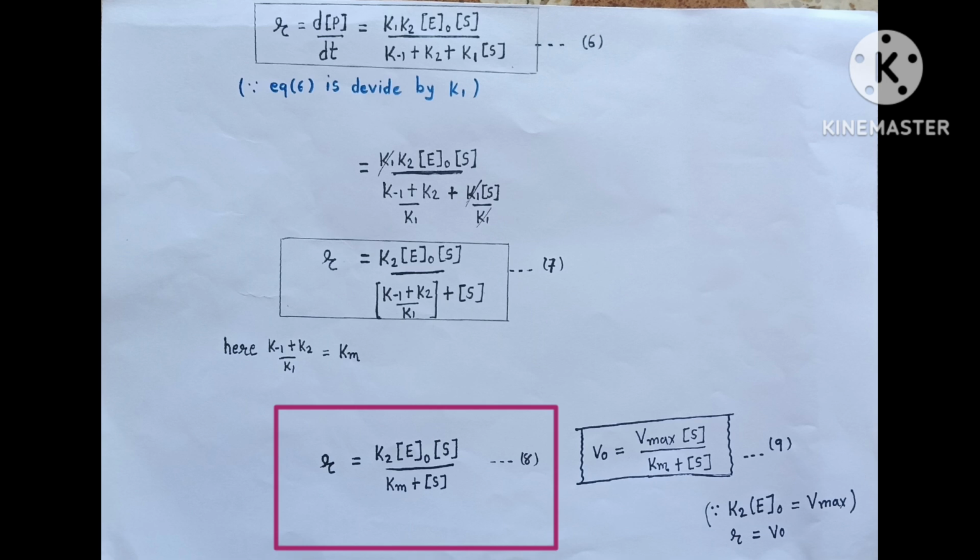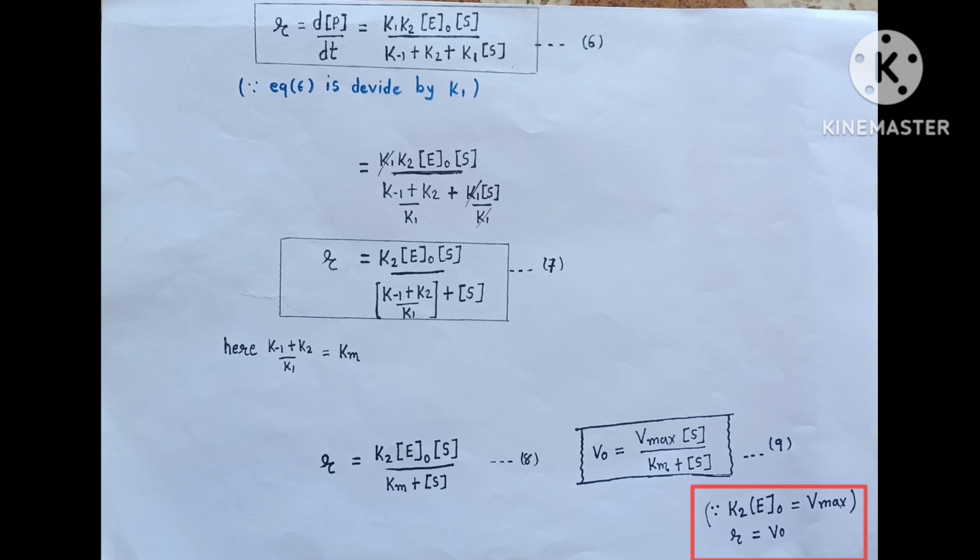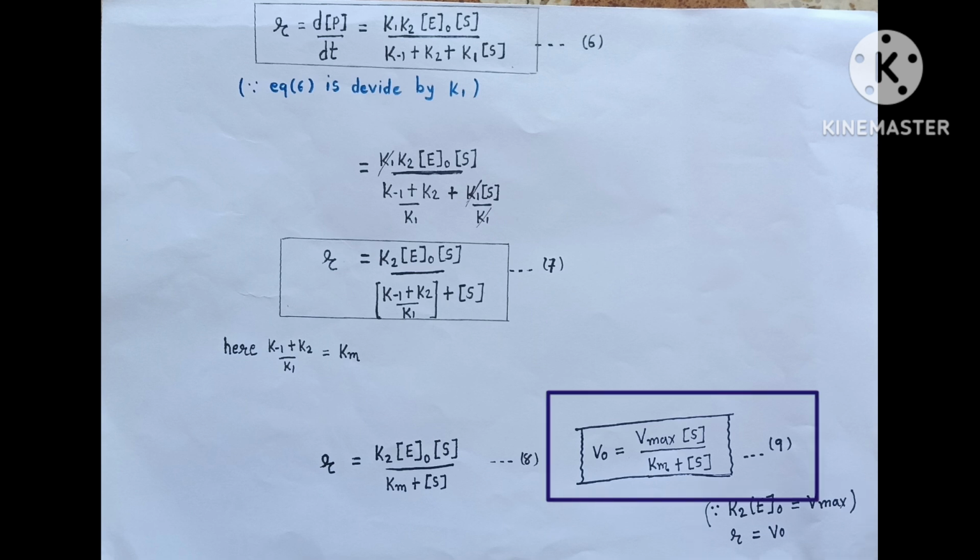Here K2 E0 is defined as the total enzyme concentration, which also gives the maximum velocity of the reaction. And R, the rate of reaction, is equal to the velocity of the reaction. So what we get here is V0 is equal to Vmax into S divided by Km plus S, which is our final Michaelis-Menten equation number 9.